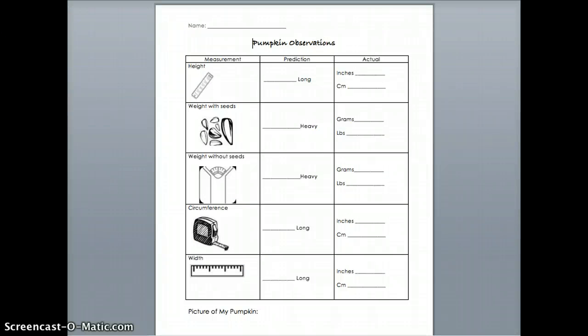And this is the form that I created so that it makes it pretty easy for them to collect the information and have it in one central spot. These are the things that I would like them to find and then later convert, going back to some of the standards I mentioned earlier. They're making predictions, and then they're converting the actual measurements of the size of the pumpkin, the circumference, the width, the weight, and things of that nature.